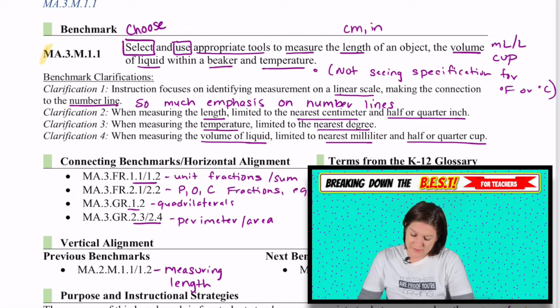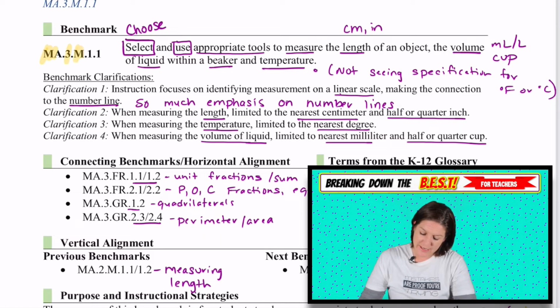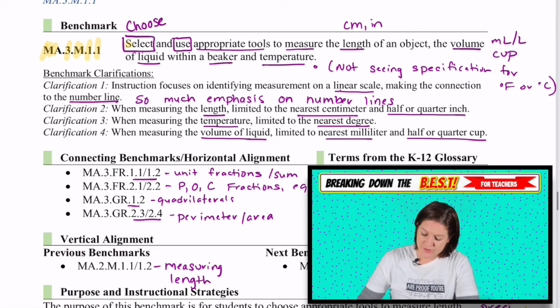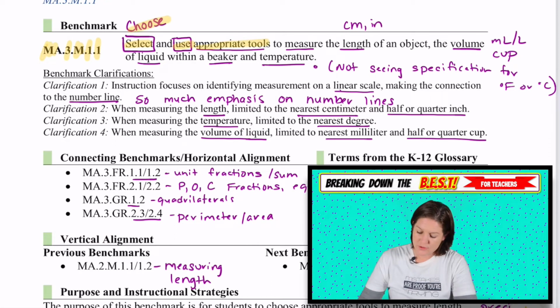Today's standard is MA.3.M.1.1. And this standard says to select, which means to choose, and use appropriate tools to measure the length of an object, the volume of a liquid within a beaker, and temperature.